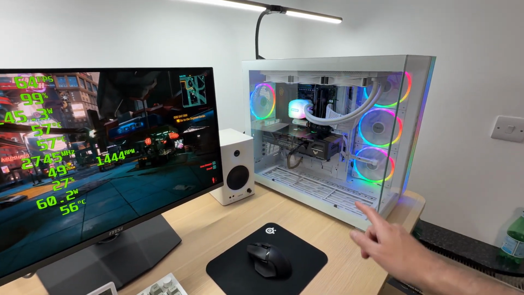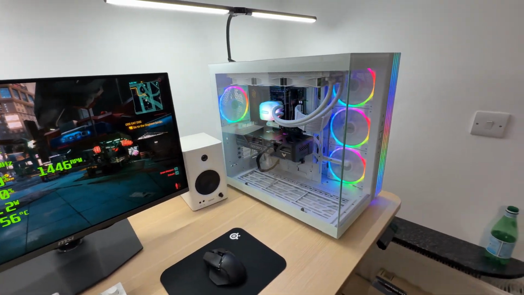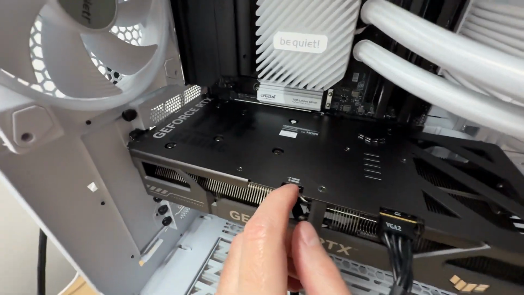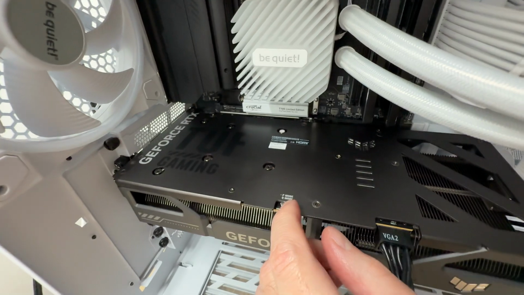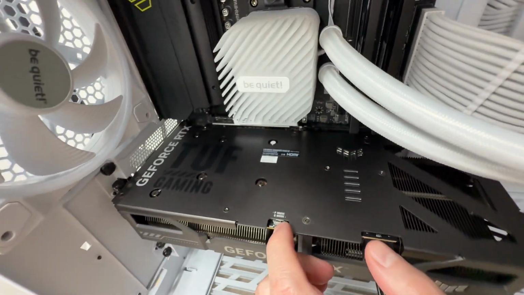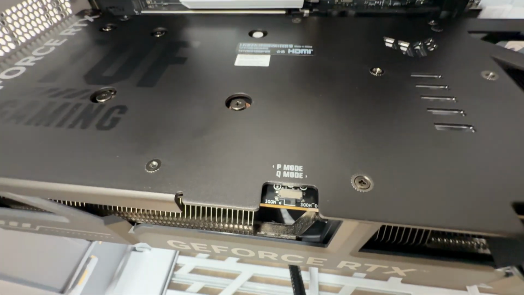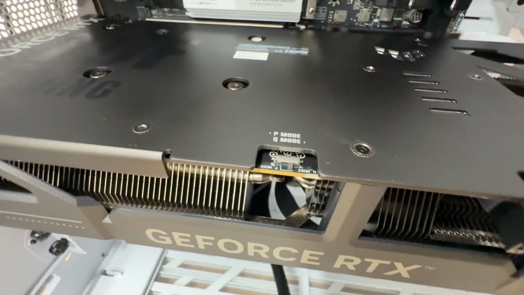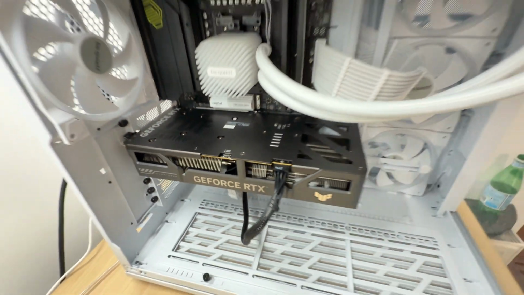It is pretty quiet in the performance mode. Now let's switch to the quiet mode. Just flick that over to the right side. Yeah, there we go. It is set to the quiet mode now.